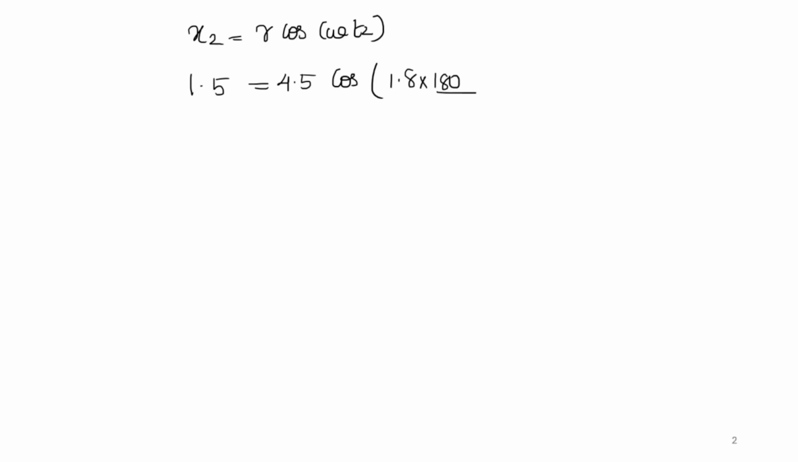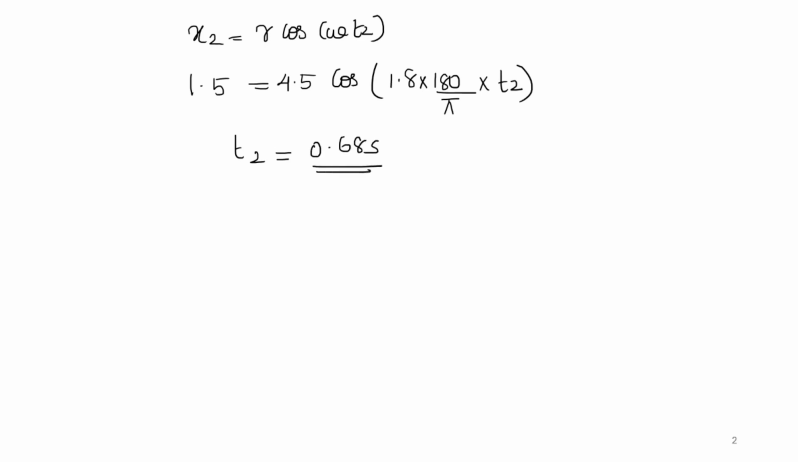And for the second point, x2 is equal to r cos omega t2. x2 is 1.5, r is 4.5, and omega is 1.8 radians per second. To convert that into degrees, we multiply it with 180 divided by pi and t2. If you solve this, you will get t2 as 0.68 seconds.